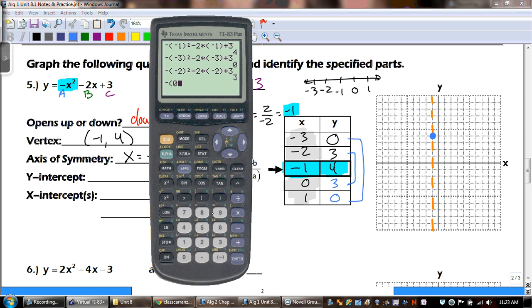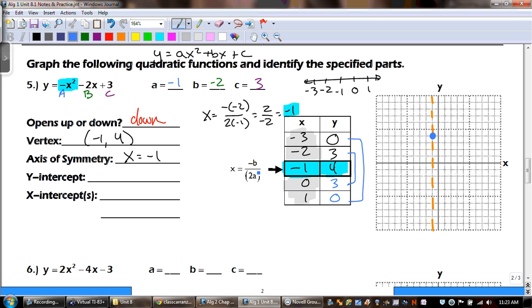We're plugging in 0 squared minus 2 times 0 plus 3, we got 3. And now we need to plug in 1. Minus 2 times 1 plus 3, and we should get 0. Well, what do you know? Okay, so let's graph those points real quick. We got -2, 3, -3, 0. And there we go.